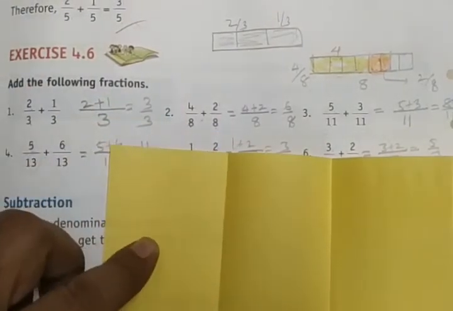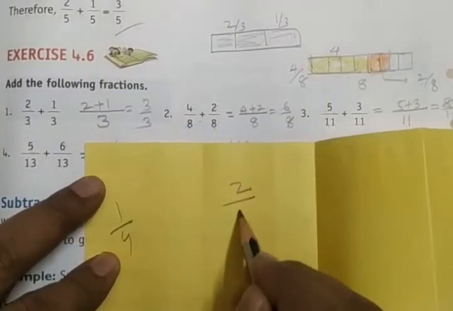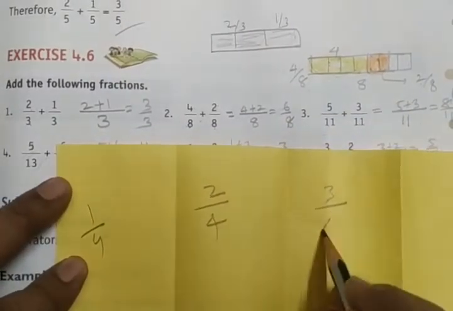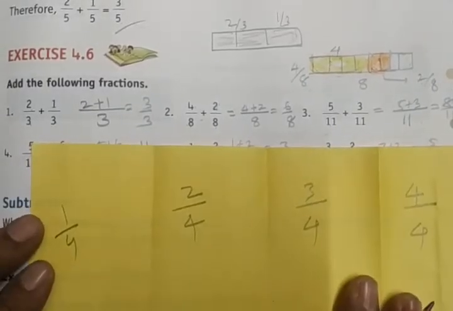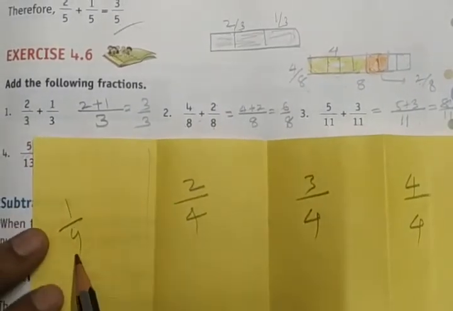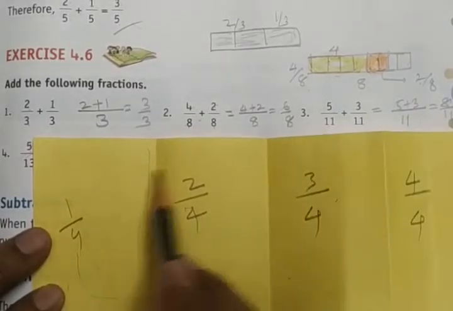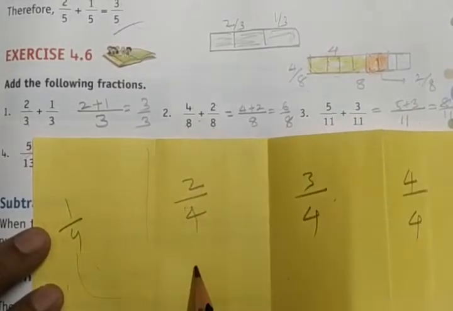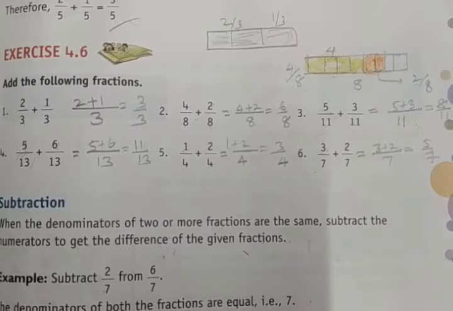So I'll show you. Here is one portion. This is 1 by 4. This is 2 by 4. This is 3 by 4. And this is 4 by 4, which is equal to 1 whole. Right? Clear? So if you shade this one, it can be represented by 1 by 4. If you have shaded this also, the shaded part is known as 3 by 4. Clear? So like this you have to work. Then only you can understand the fractions. Otherwise no. This is called addition of fractions.